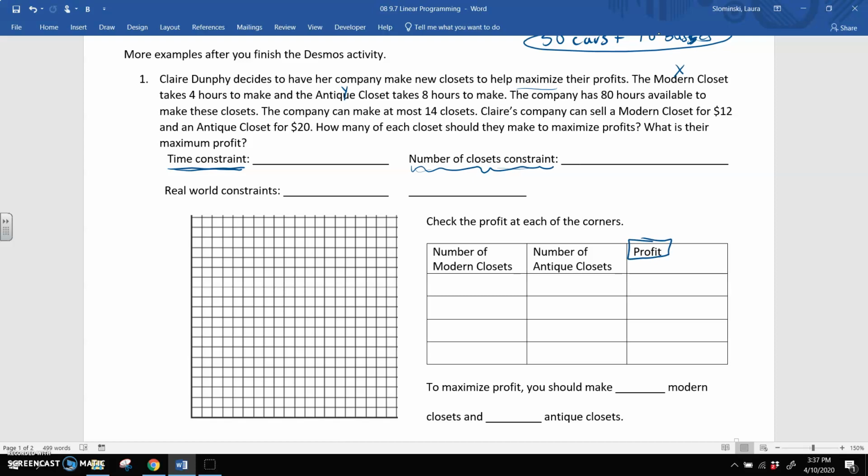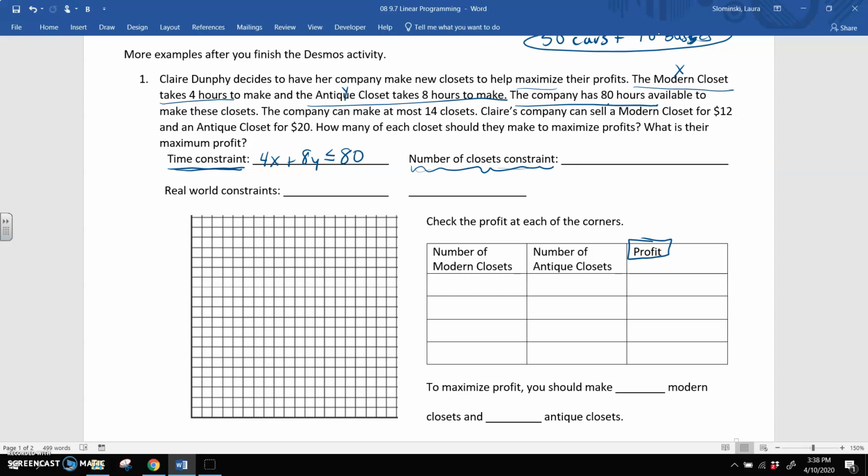So Claire Dunphy decides to have her company make new closets to maximize her profits. The modern closet takes 4 hours, so that's a time, and the antique closet takes 8 hours. And they have a total of 80 hours. So right now I can write an expression for that. I can take 4x, because it takes 4 hours for the modern, plus 8y, 8 hours for antique. And if I only have 80 hours, it means this must be less than or equal to 80. Okay? And then I keep reading.